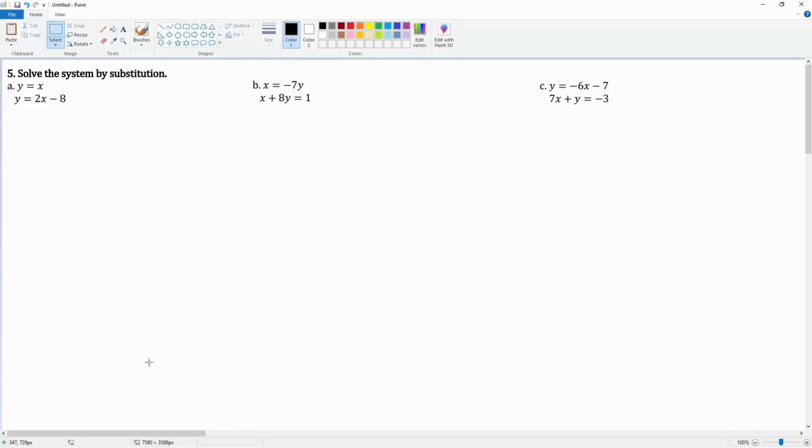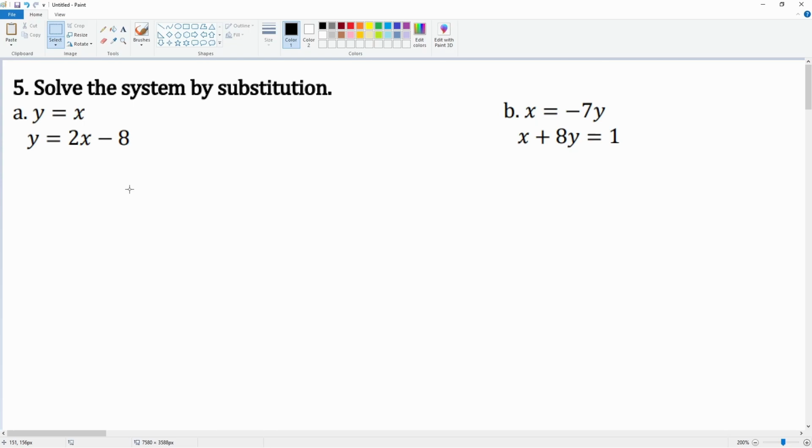Number 5, you're going to solve the system by substitution. Let's look at A here. We have y equals x and y equals 2x minus 8. Notice this is already, number 1 here, this is already solved. Okay? So that is good. So we're going to use that.